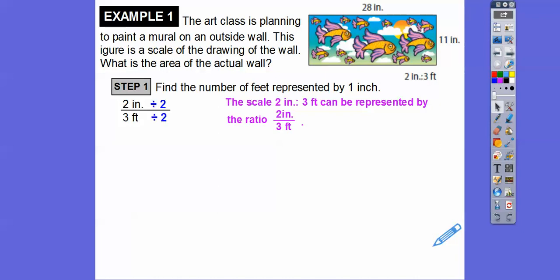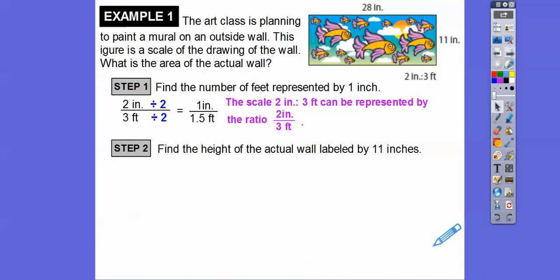So here we're going to make the numerator 1 by dividing both sides by 2. So 2 divided by 2 is 1. 3 divided by 2 is 1.5. So that equals 1 inch to 1.5 feet. Okay, so find the height of the actual wall labeled by 11 inches. Okay, so here's 11 inches right here. So here's our scale, 1 inch to 1.5 feet.